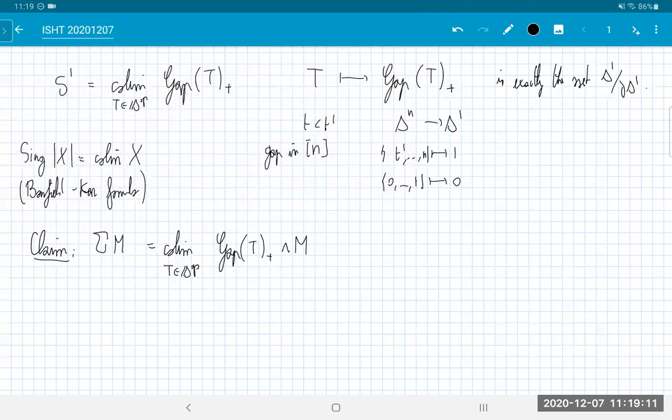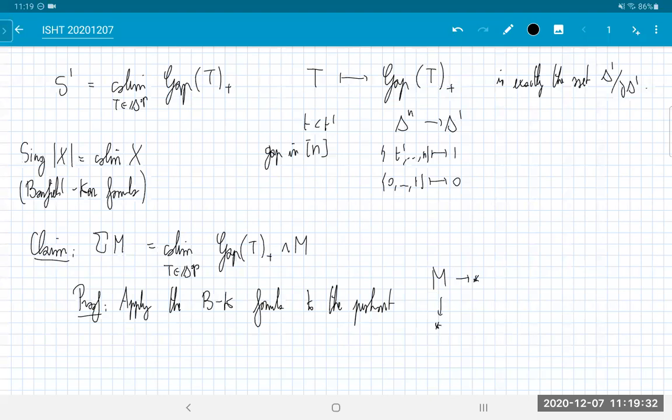And that's because, again, you apply the Bousfield-Kan formula to the pushout, sigma prime. And reinterpret using this bijection that I gave you here, this term is secretly a disjoint union of gap T, cardinality of gap T, disjoint unions of M. Well, wedges, I guess I should say, since I'm in a pointed category, but understand what I mean, coproducts.